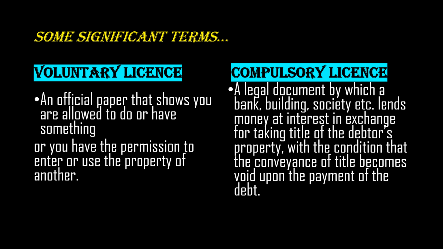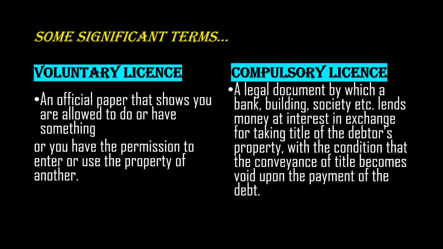So we have heard about the terms like voluntary license, compulsory license. Let me just compare between the two. So what is voluntary license? Voluntary license is an official paper that shows you are allowed to do or have something, or you have the permission to enter or use the property of another. That means in normal terms, whenever you utter the term license, it is voluntary license.